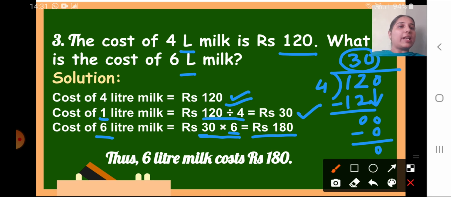Or you multiply this 3 by 6. So 3 6s are 18. And then we will add this 0 to 8. So what will we get? Rupees 180. So what is the cost of 6-liter milk? That we will write in the form of a statement. So thus 6-liter milk costs rupees 180. Okay. So in this way children, for finding the value for 1, you will divide. For finding the value of more, you will multiply. Okay. Now let's move to the next question.